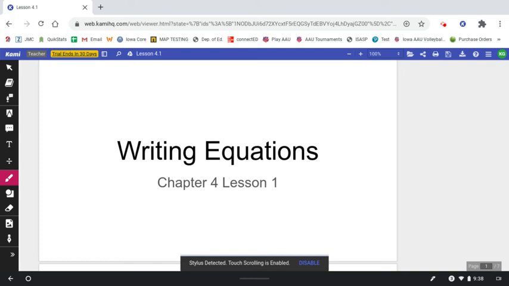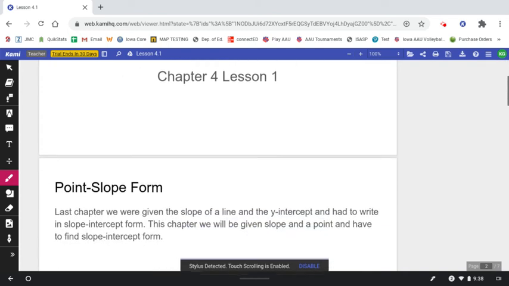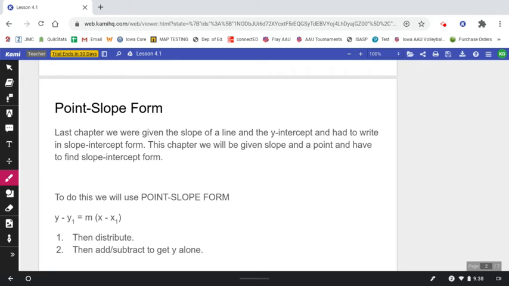Okay, chapter 4, lesson 1, writing equations. Last chapter, we were given the slope of a line and the y-intercept, and we had to write the slope-intercept form, which, if you remember, is y equals mx plus b, where m is the slope and b is the y-intercept.